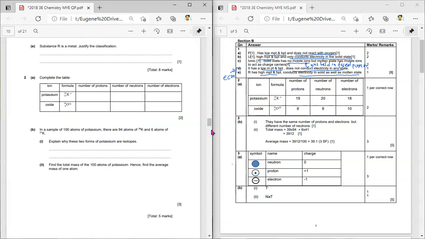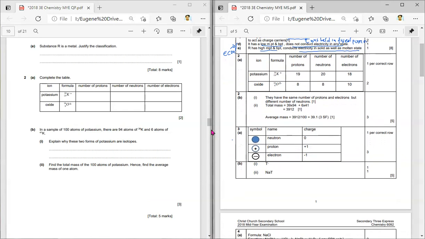Next, question 2. For question 2, let's complete the table. The formula: we have potassium, 39 19 plus, and oxygen, 16 8 2 minus. The key idea is that the plus and the minus only affect the electrons. They don't affect the neutrons and the protons. So this one is simple. Number of protons is 19, and this one is 8. Number of protons is the smaller number given, which is the atomic number. Then number of neutrons, just take the top number, the mass number, minus the proton number.